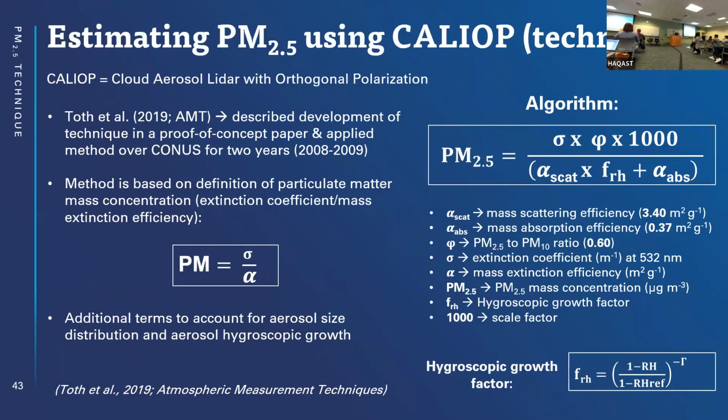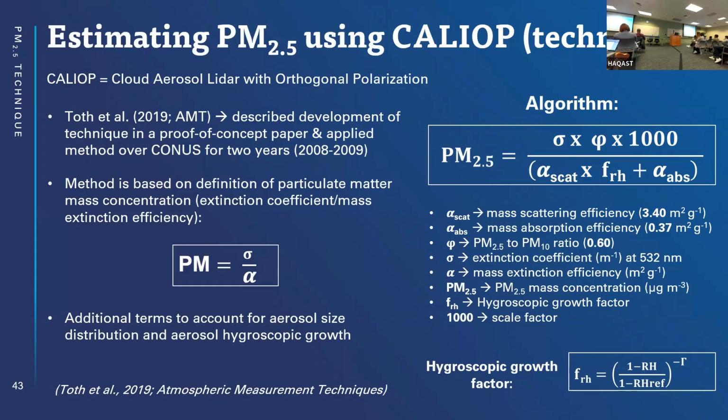A little bit about my technique. It uses the aerosol data that we have from CALIPSO and applies it to back out the PM2.5 estimates near the surface. On the left, I have what is fundamentally the definition of mass concentration, which is the extinction coefficient, which we can retrieve from our LiDAR data, divided by the mass extinction efficiency, which we have from field studies, lab work, and the literature. By taking the simple division, we get an estimate of the mass concentration.